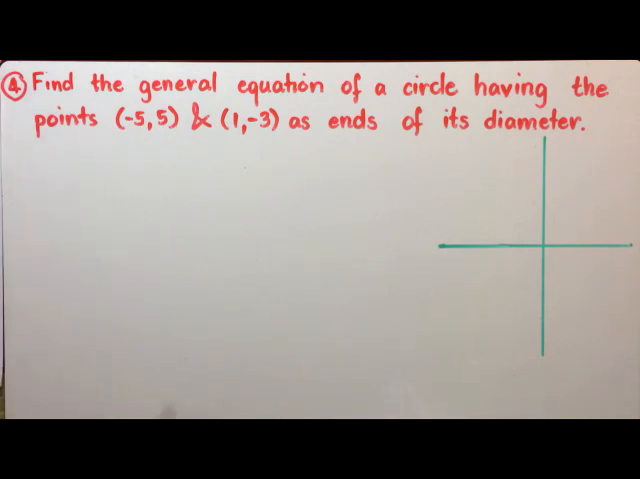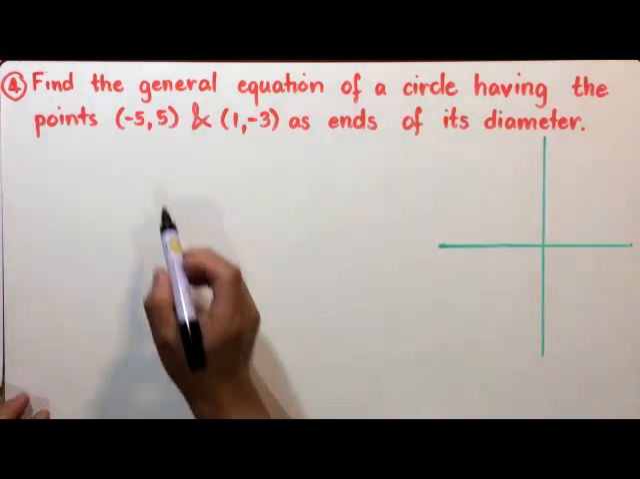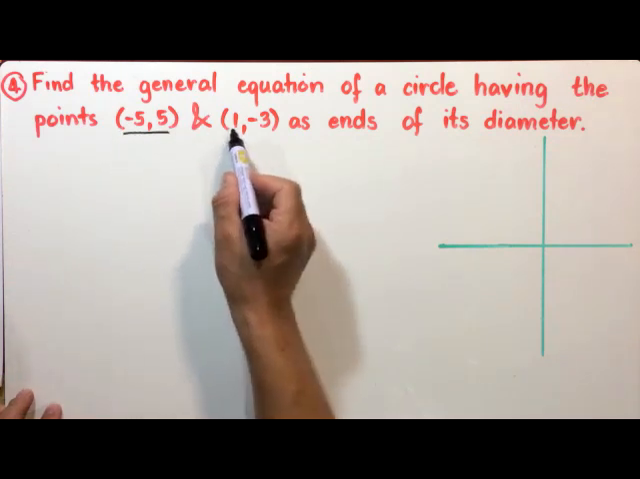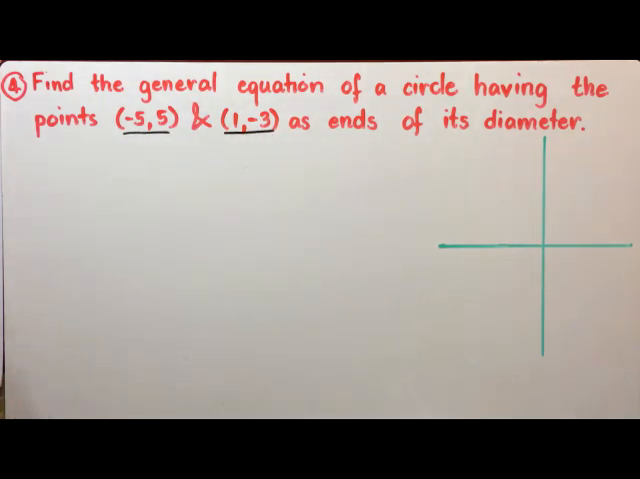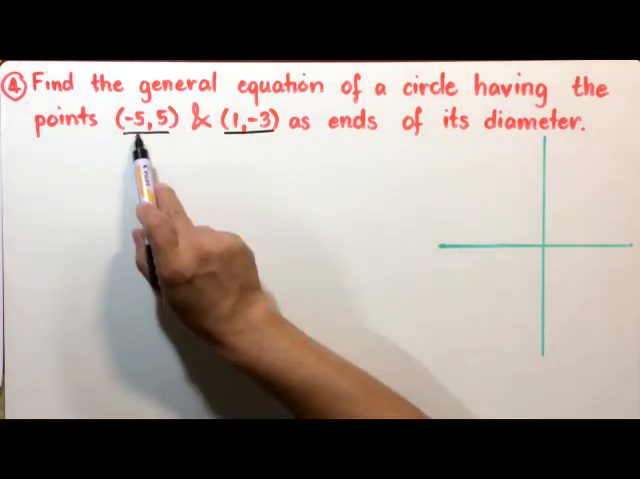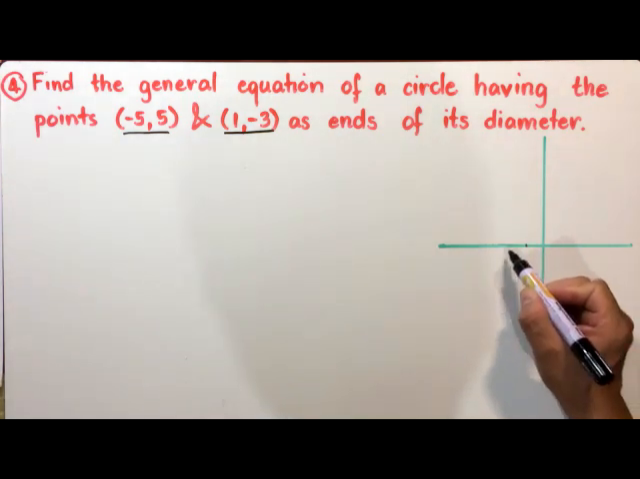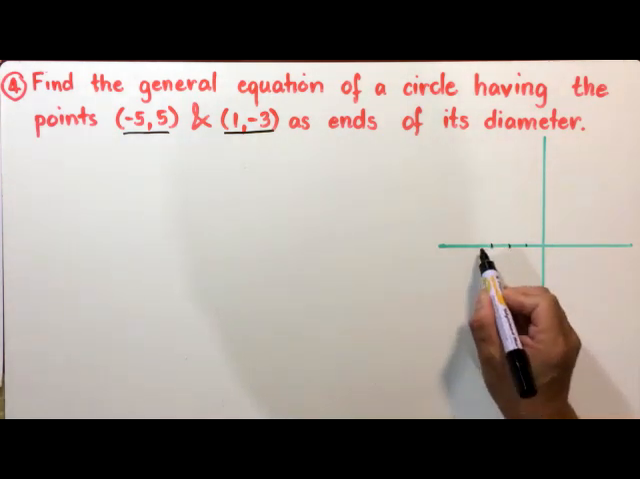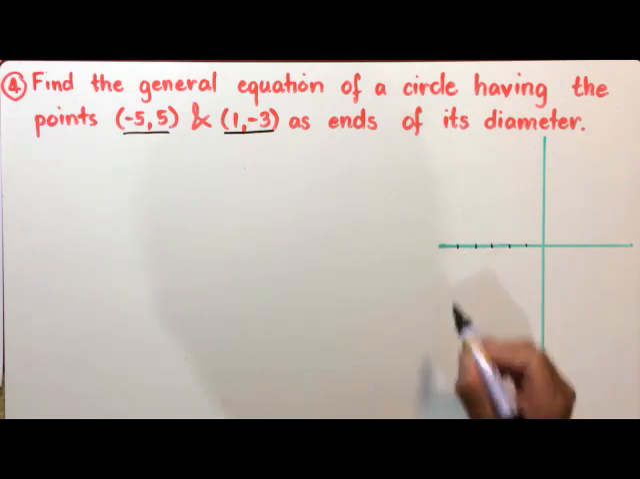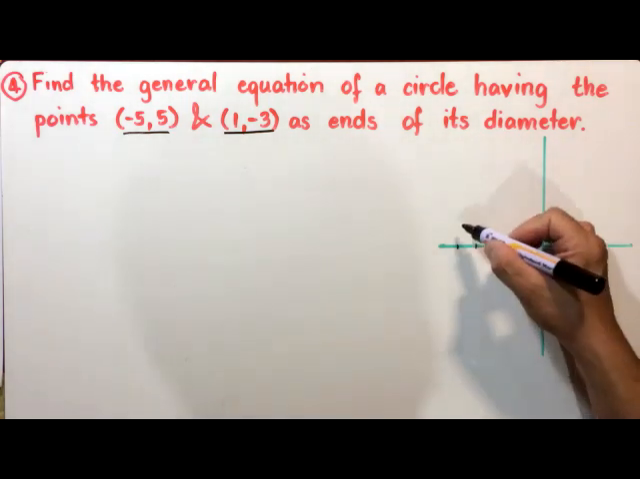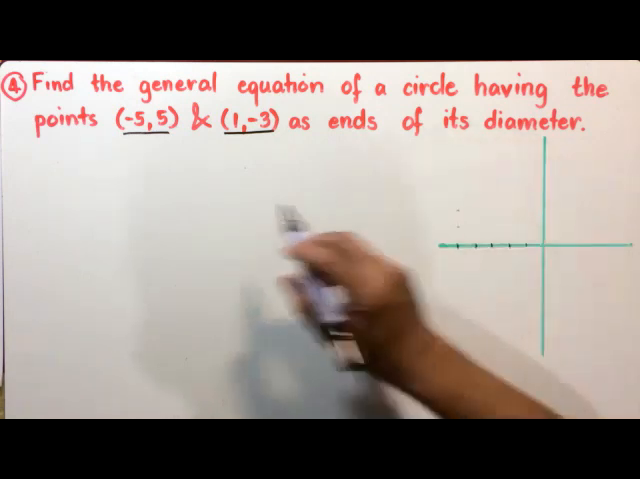Find the general equation of a circle having these 2 points as the ends of its diameter. So first and foremost, to solve this problem, maybe if you don't know how to solve, is to visualize, draw the things that are being described in the problem. So you need to plot these 2 points. So where is that negative 5? You move 5 units to the left because it's negative. So negative 5, and then move 5 units upward because that's positive 5.